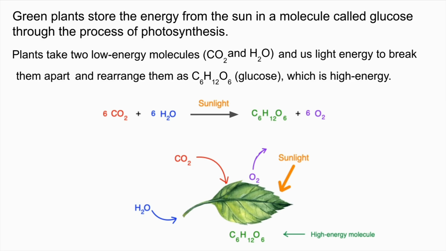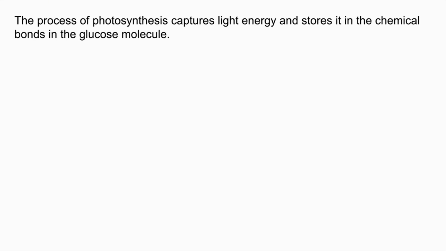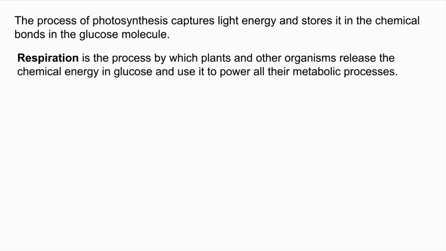And that is then released into the atmosphere because the plant doesn't need it. Now, the process of photosynthesis captures light energy and stores it in glucose. But why are the plants doing that? Well, they do that because they need energy available for cellular processes. All life forms need this. And so respiration is the process by which this energy is released.